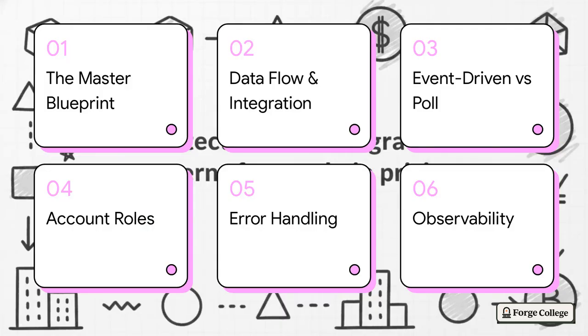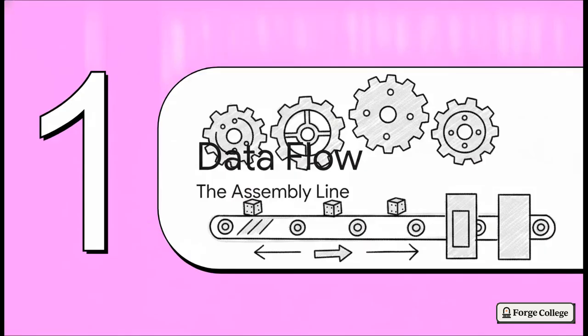Here's a quick look at the schematic index for today's blueprint. We'll be covering the master blueprint, data flow and integration, event-driven versus poll-based models, on-chain account responsibilities, error handling, and finally, observability. All right, let's kick things off with Section 1, Data Flow and Integration.